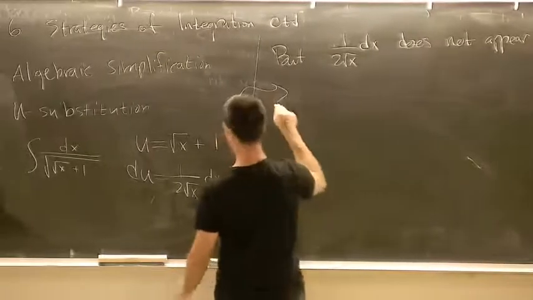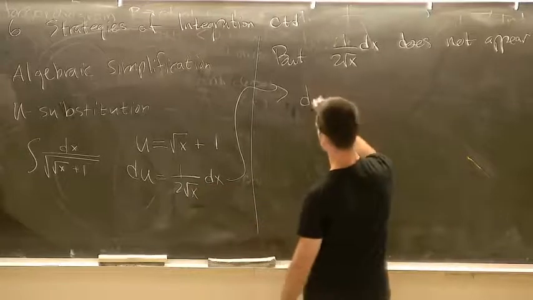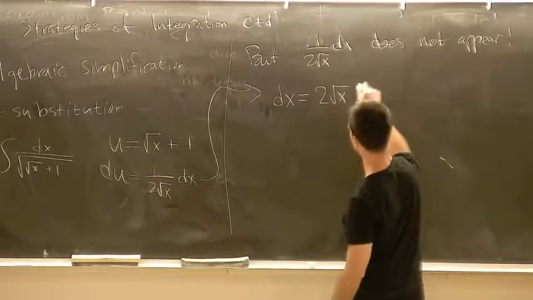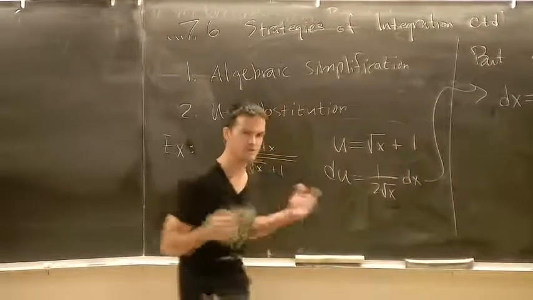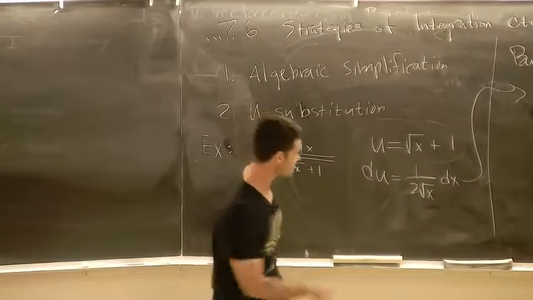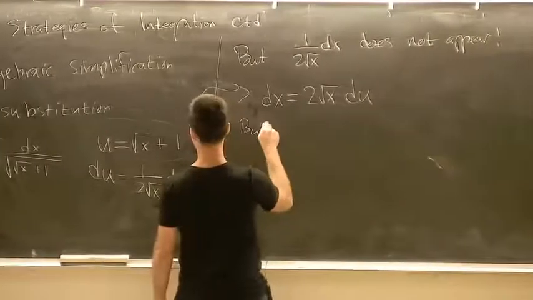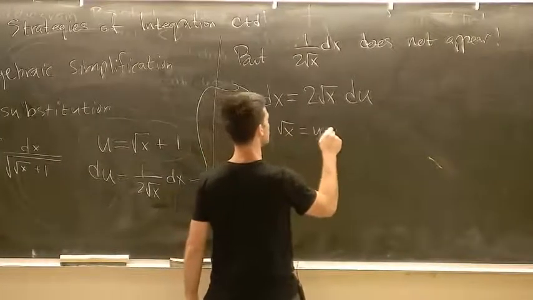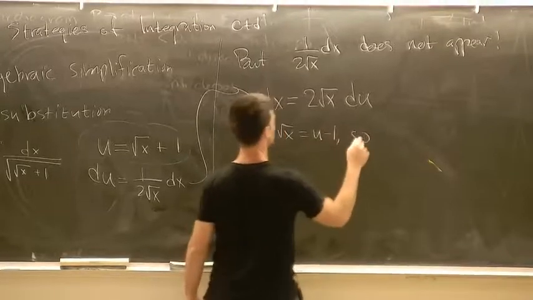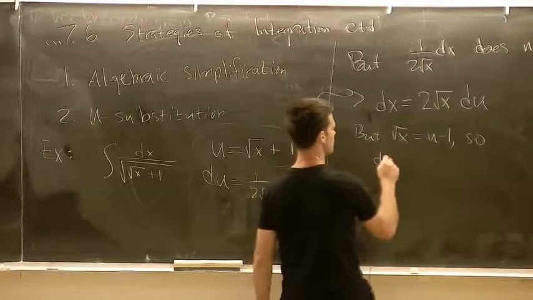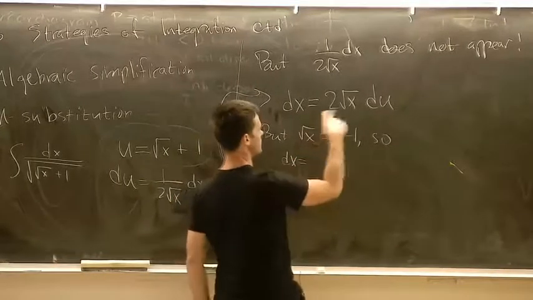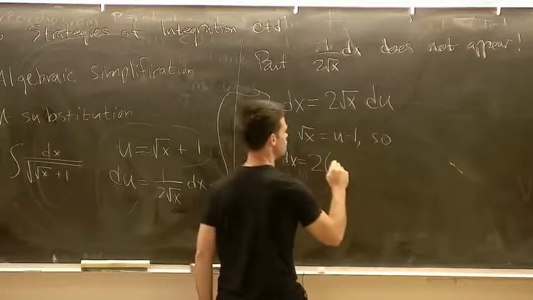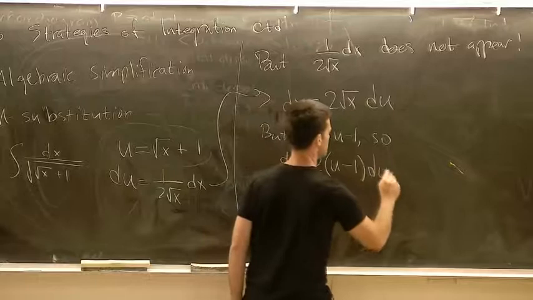So if we solve this expression for dx, it's 2 root x times du. And using the expression for u, you just kind of have to notice this: root x is u minus 1. So dx, replacing root x with u minus 1, I get that dx is 2 (u minus 1) du.